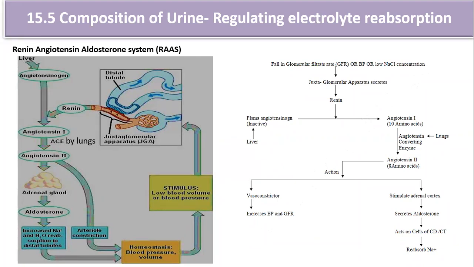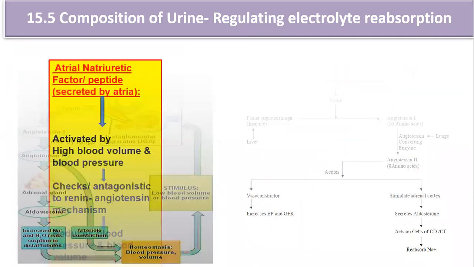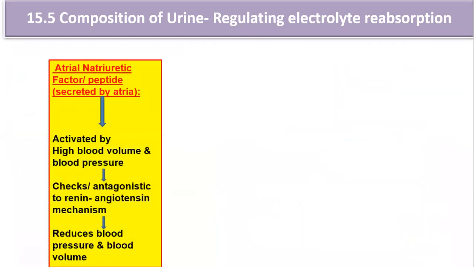Then these are the two conditions that we have studied, wherever there is a decrease in blood pressure or a decrease in blood volume. But there are certain cases where your blood volume and pressure are going to increase. Whenever there is an increase in the blood volume and blood pressure, your heart is going to release one peptide or factor, which is known as atrial natriuretic factor.